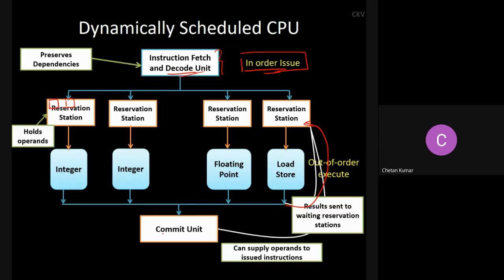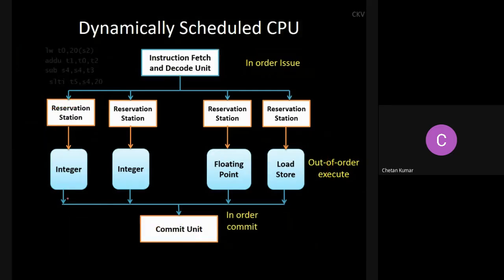Similarly, you have a commit unit where the actual writing happens. Once the actual writing is happening, you can also send the values, supplying the operands to the reservation stations that are available. So this is just a gist of the different units that are available in a dynamically scheduled processor. And here there are reorder buffers that will help you make sure that the write always happens in order. So let us take an example.